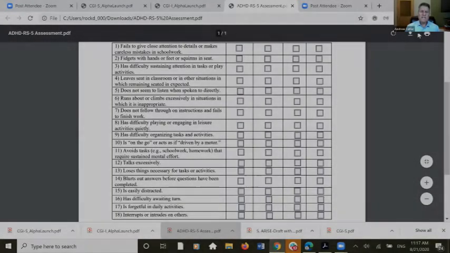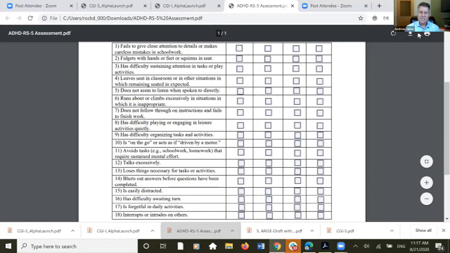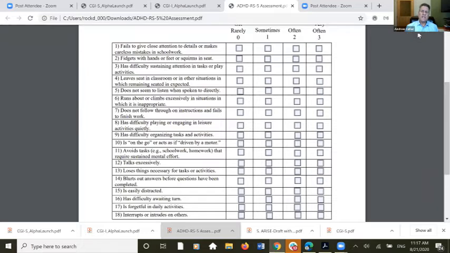The next one is difficulty sustaining attention in tasks or play activities. Now this is sustaining attention or staying focused, a term that I often use that sometimes will prompt people to say, oh yeah, when you say it that way. So you want to realize that you read the item, but then you also can translate or probe, because sometimes I have a parent say, oh, well, when you say it that way, then yes, they do have that symptom.